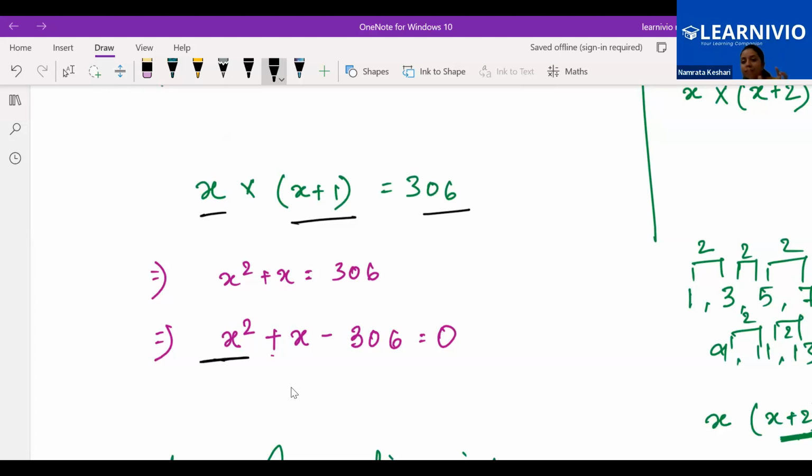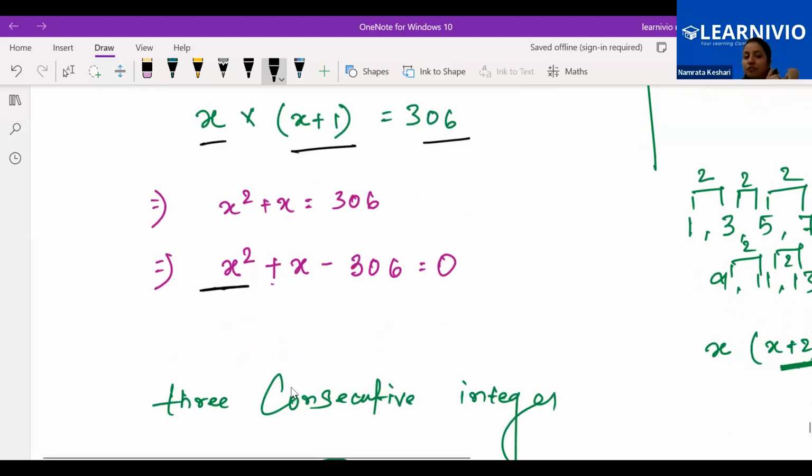We are trying to split the middle term. The formula: we have to multiply a and c. Here a is 1 and c is 306. No need to worry about the sign, be it positive or negative. We will try splitting this 306. We are searching for two such factors that by adding or subtracting them, we end up getting the middle term. That's the motto.